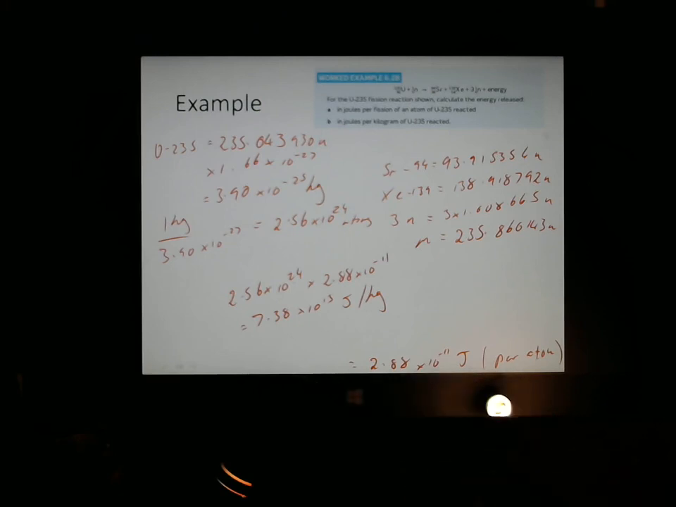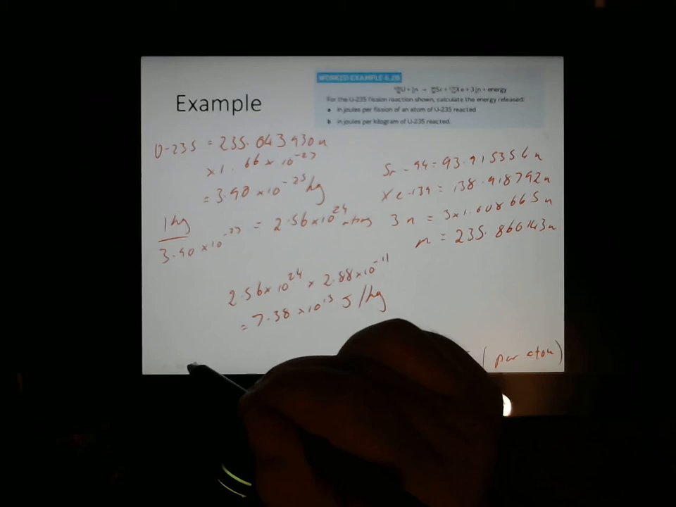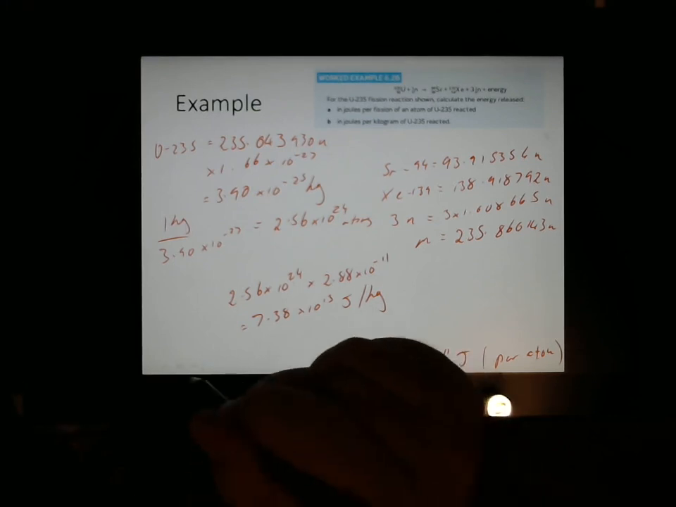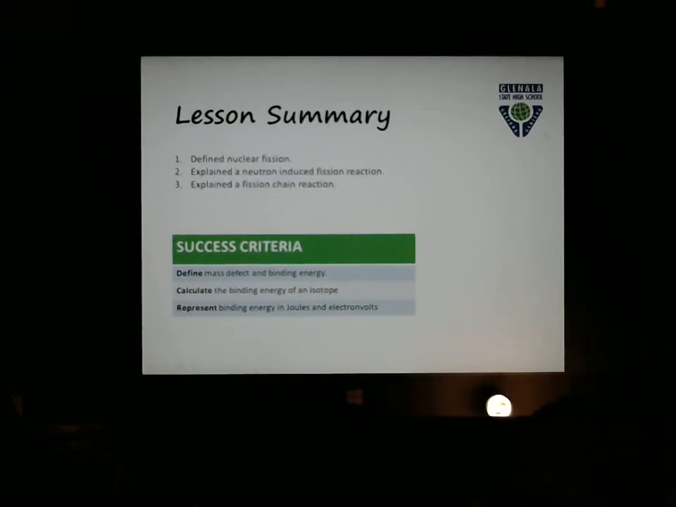Okay, so in this video we have gone through the following. We have defined nuclear fission, we've explained a neutron-induced fission reaction where we smash a neutron in to cause a fission reaction, and then we've explained a fission chain reaction, and we've done some calculations with those, wherein we can go, well, if 1 causes 2, 2 causes 4, 4 causes 8, etc., etc.